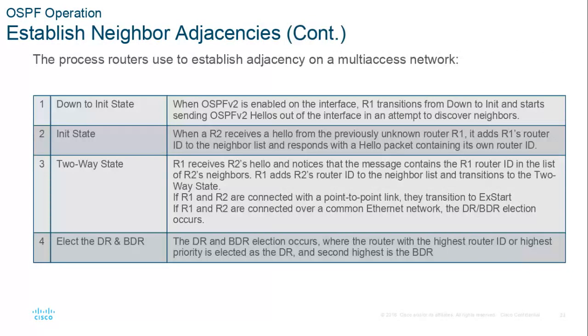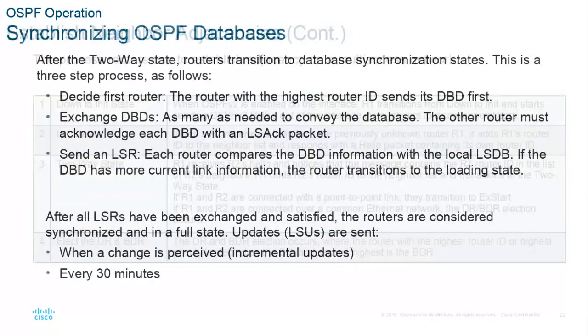So they're going to be in the down state, and then they'll go to the init state when they hear hello. Then they'll go to the two-way state when they send hello back and both routers are aware of each other. And then in the fourth state, we're going to elect the designated router and the backup designated router in a multi-access network when there's more than two of them, so that one can act as master and one as slave in this process of exchanging the topology tables with each other.